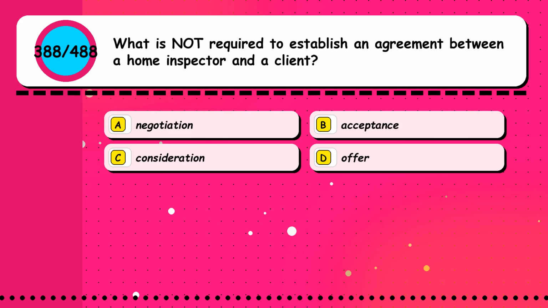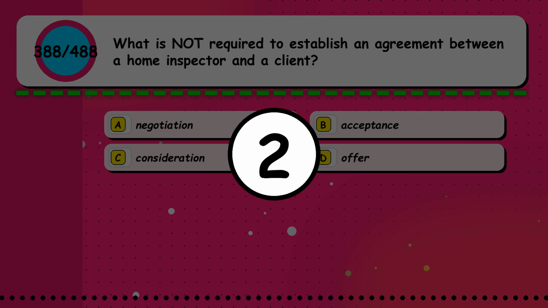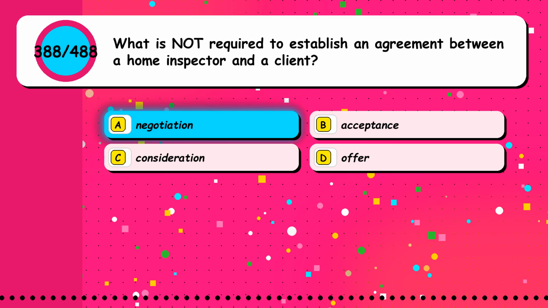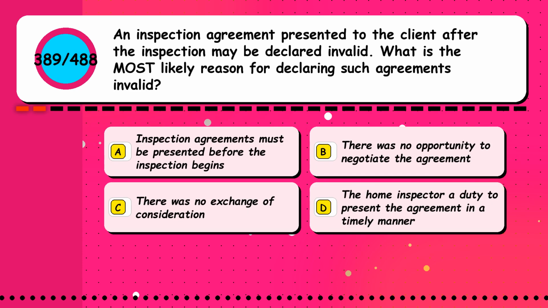Question 388. What is not required to establish an agreement between a home inspector and a client? Option A, negotiation. Option B, acceptance. Option C, consideration. Option D, offer. The correct answer is option A, negotiation.